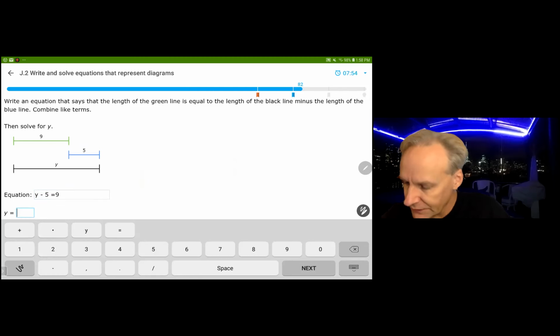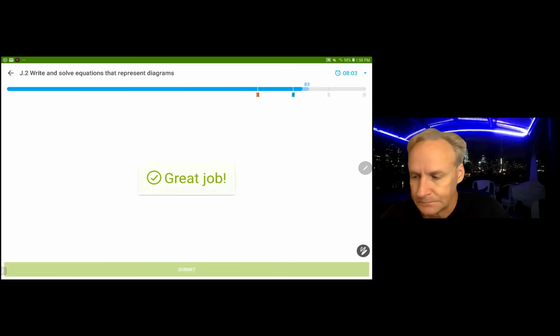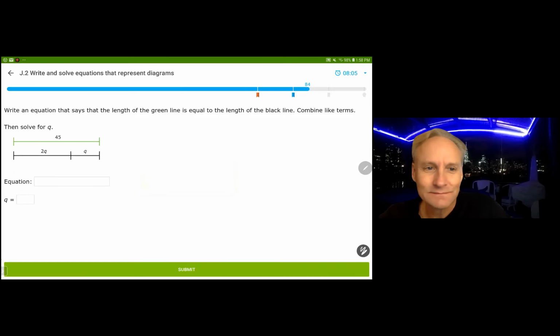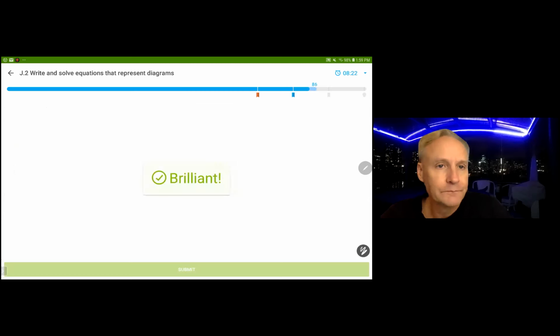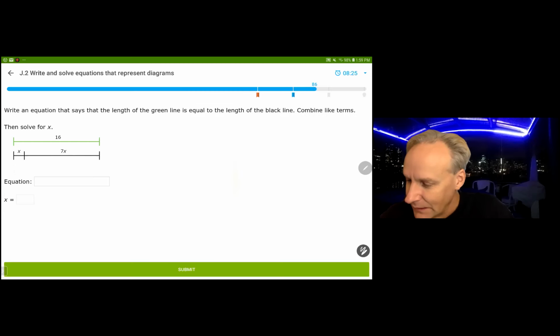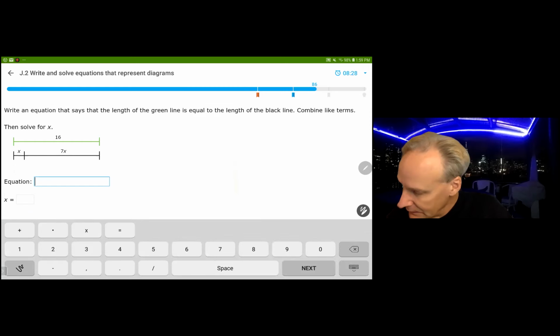So clearly y is 14. Hopefully you can see that y is 14, but you're supposed to add the 5 to both sides. So make sure you do that part. 2q plus q is 3q. So 3q equals 45. And when you divide by 3 on both sides, you get 15. Oh, no space. There we go. And we've got 8x equals 16. And for x, we divide by 8 on both sides and get x equal to 2.